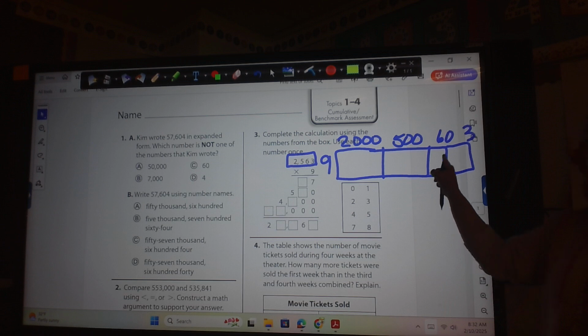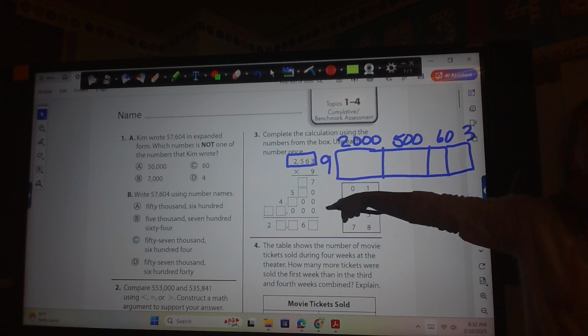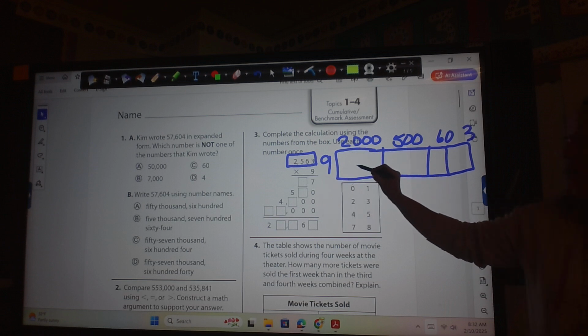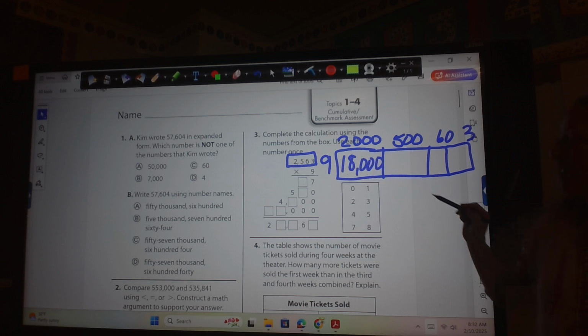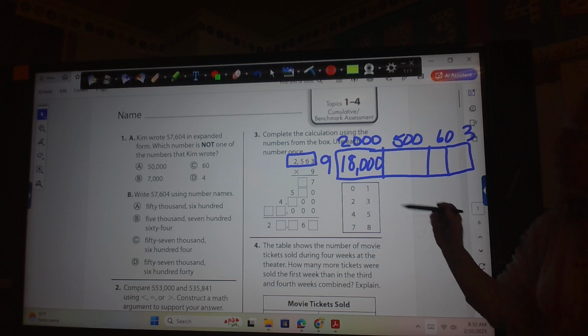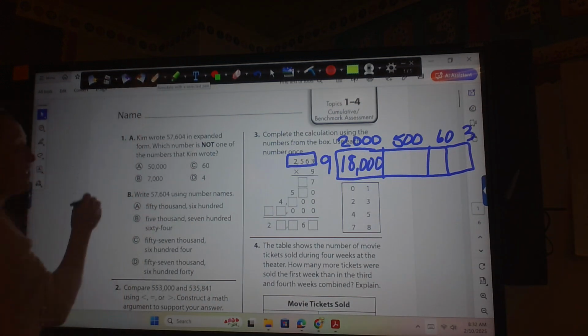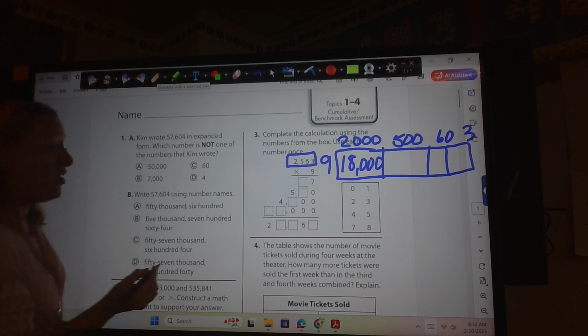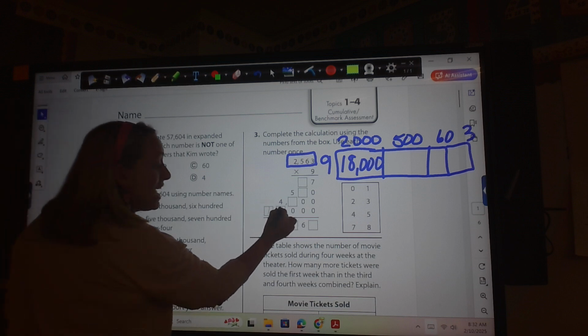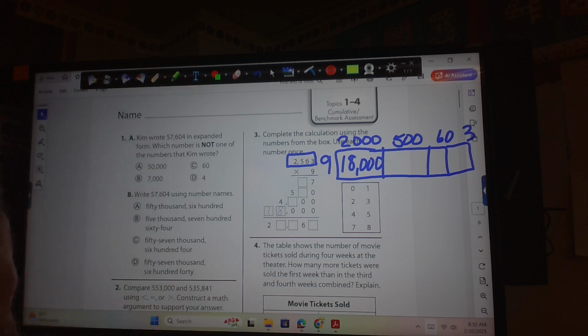Now, these numbers are going to tell you what goes here. What's 9 times 2,000? 18,000. Where is that going to go down here? Where is that going to fit? There's the only one place that could possibly fit. Yeah, this one right here, the last add-in, right? Okay. 9 times 500. Malia, what's that going to be?